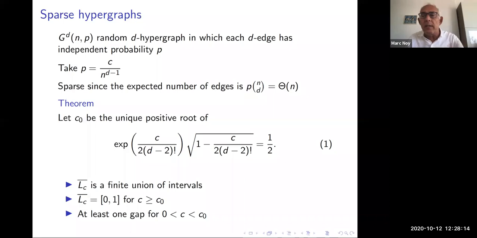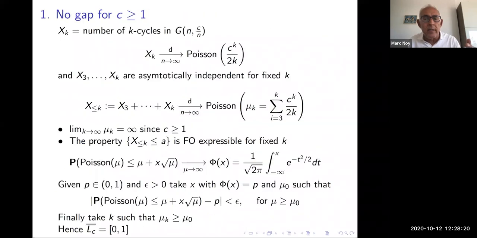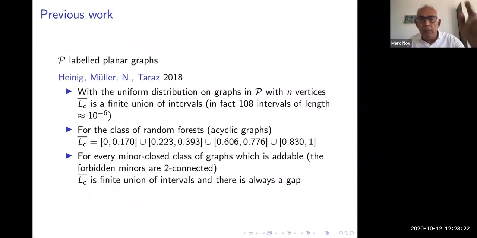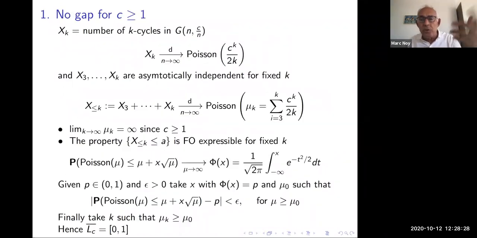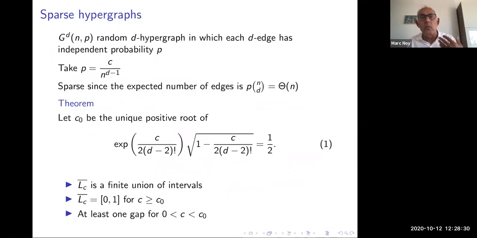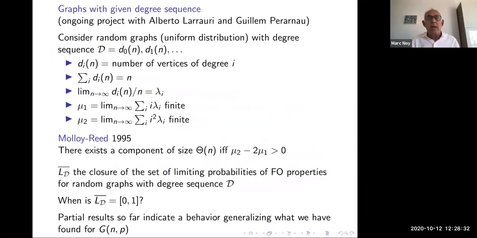Just to mention that there are several variants that you can investigate. I have work on random planar graphs, random forests, random graphs from a minor-closed class. We have work on G(n,p), and then we generalized to sparse hypergraphs. And this is a project that we have started with my student and Guillem Bernau, who is a colleague now in Barcelona. And then we consider random graphs with a given degree sequence.